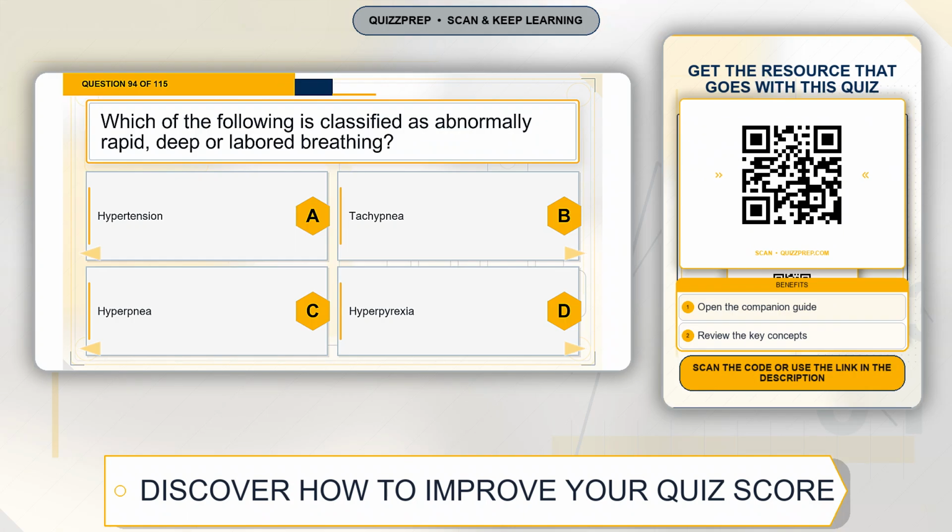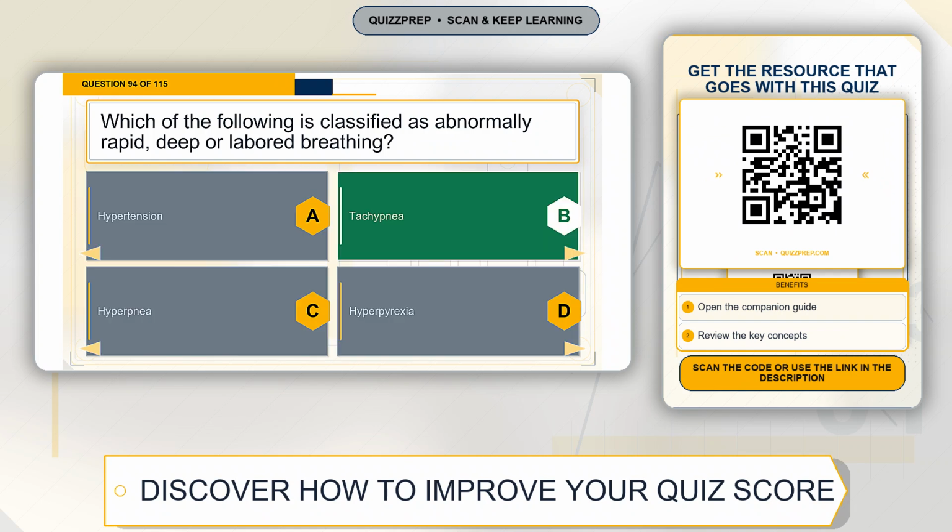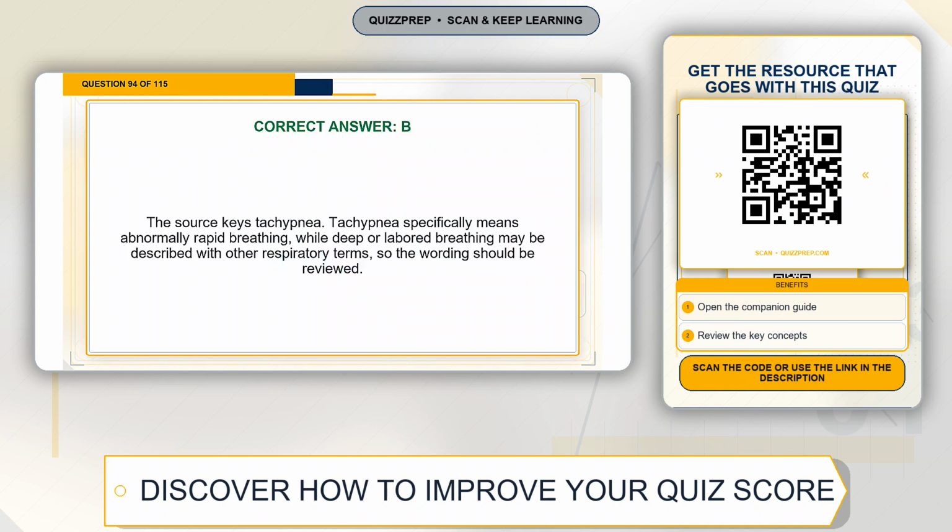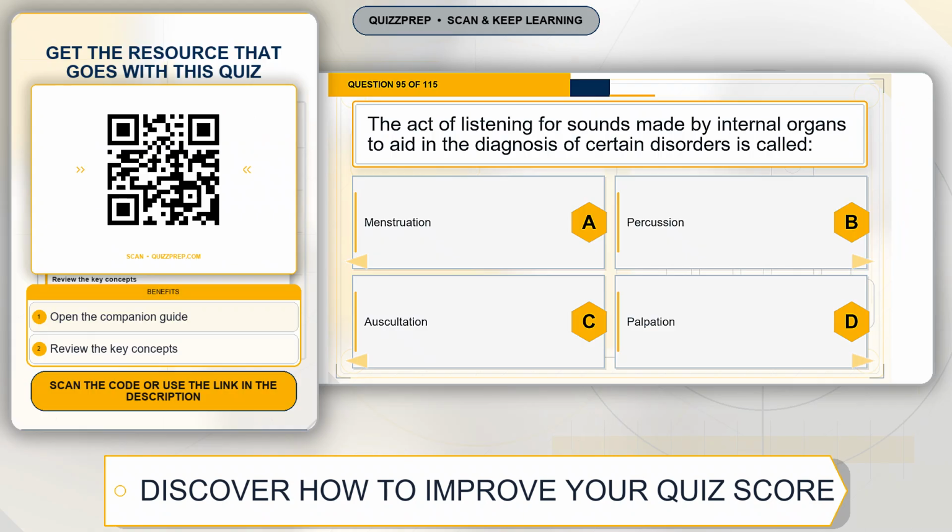Question 94. Which of the following is classified as abnormally rapid, deep, or labored breathing? Option A, hypertension. Option B, tachypnea. Option C, hyperpnea. Option D, hyperpyrexia. The correct answer is option B, tachypnea. Explanation. The source keys tachypnea. Tachypnea specifically means abnormally rapid breathing, while deep or labored breathing may be described with other respiratory terms, so the wording should be reviewed.